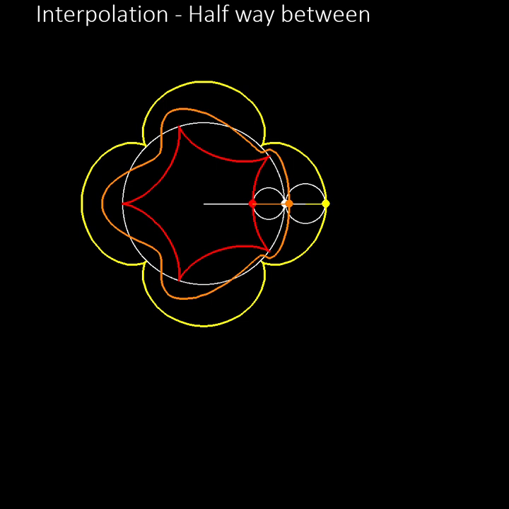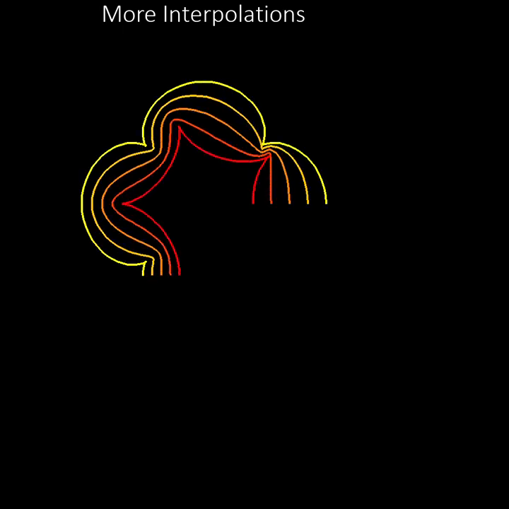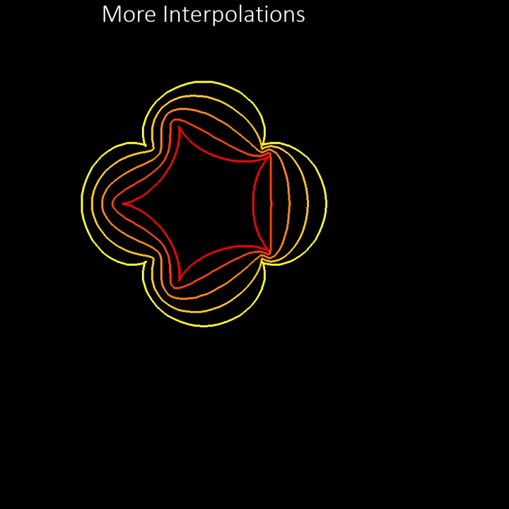We can generalize this by adding more interpolated curves. Here you can see the original red and yellow curves with 3 interpolated curves in between them. One of the interpolated curves is a quarter of the way from the red curve to the yellow curve. The second is halfway between, and the third is 3/4 of the way between.